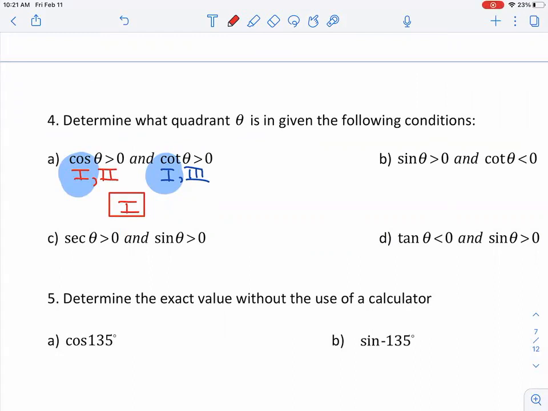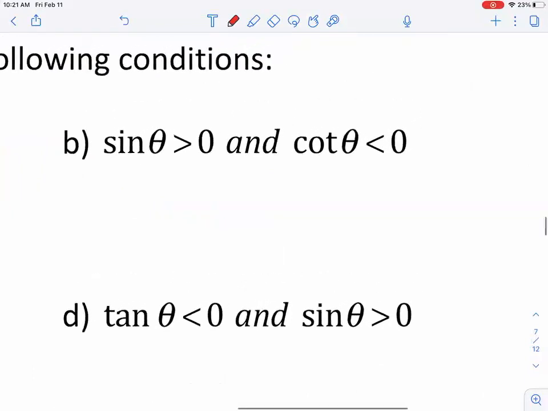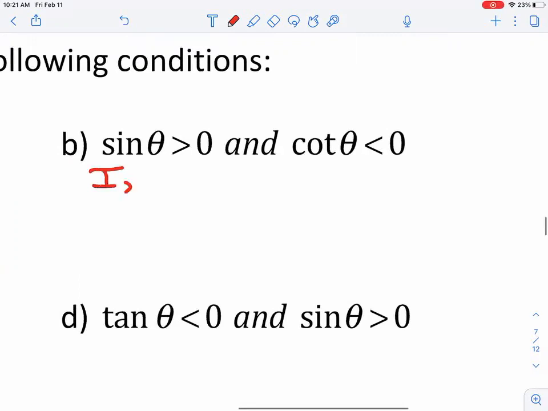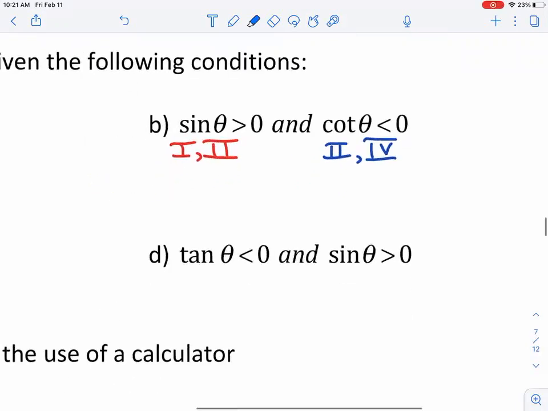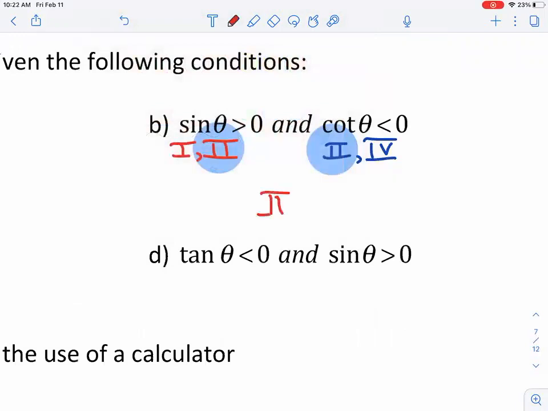So for part B, we have the sine is positive, greater than 0. So the sine is positive in quadrants 1 and 2. Remember, sine is the y value, right? The cotangent is negative. Notice they flip the sign. Cotangent is negative in quadrants 2 and 4. And so which quadrant satisfies both conditions? Well, that would be quadrant 2. So theta must be in quadrant 2.